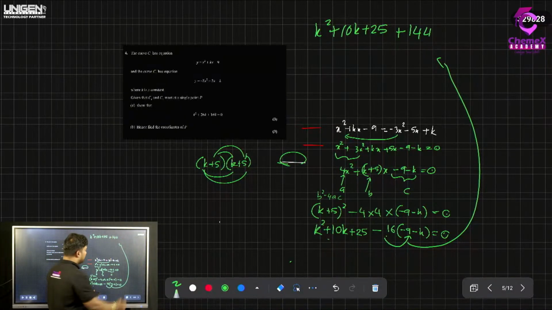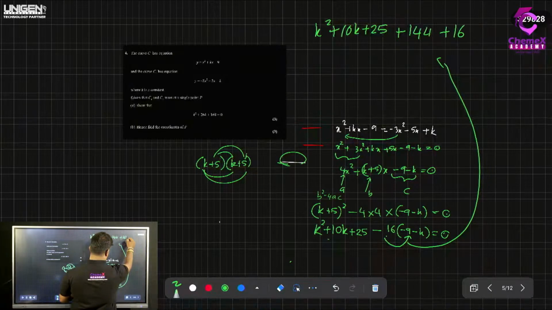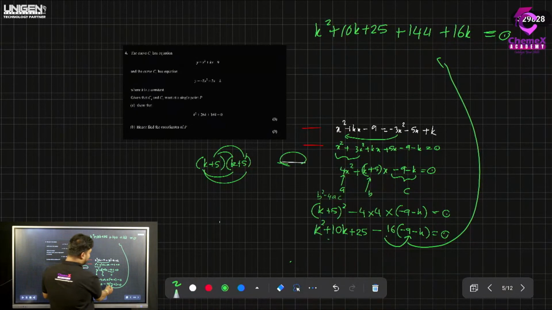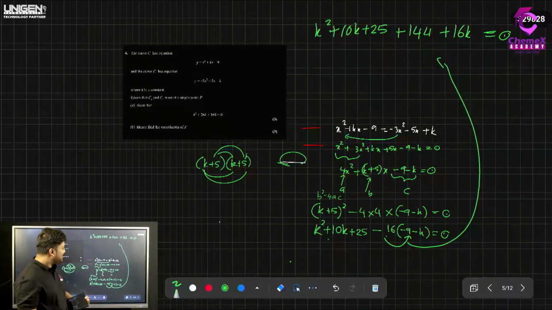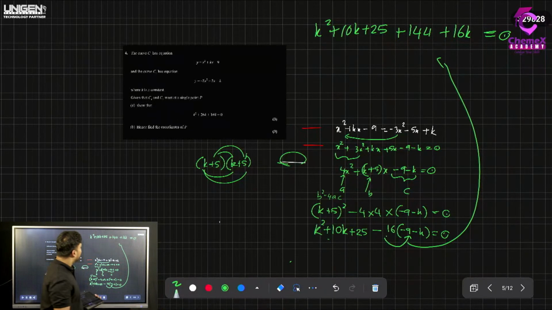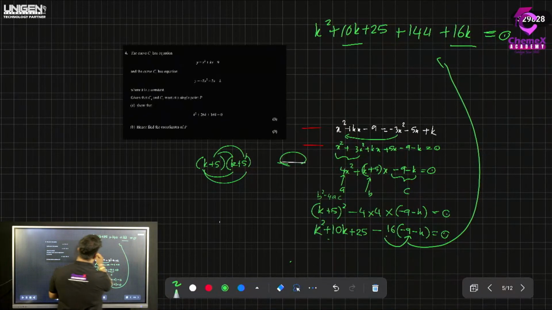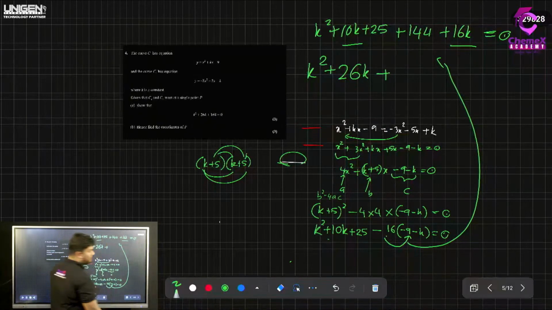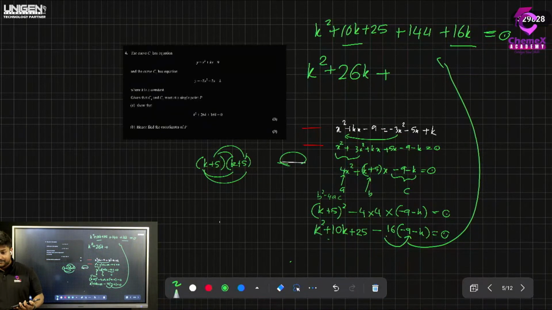Then next, it's going to be plus 16k equals 0, right? If there's a place where I make mistakes, say. All right, so it's going to be plus 144 plus 16k equals 0. Afterwards, these two terms I can add. So k squared plus what's 10k plus 16k? It's 26k, plus what's 144 plus 25?